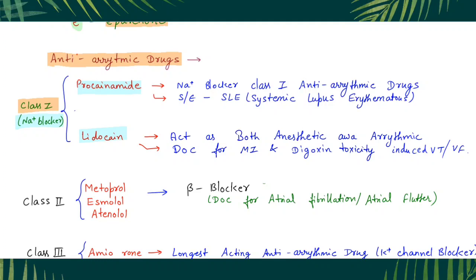What is the side effect of procainamide? SLE. Which antiarrhythmic drug causes systemic lupus erythematosus? That is procainamide. Next is lidocaine. The drugs ending with caine are anesthetics. So remember, lidocaine acts as both an anesthetic as well as an antiarrhythmic drug.